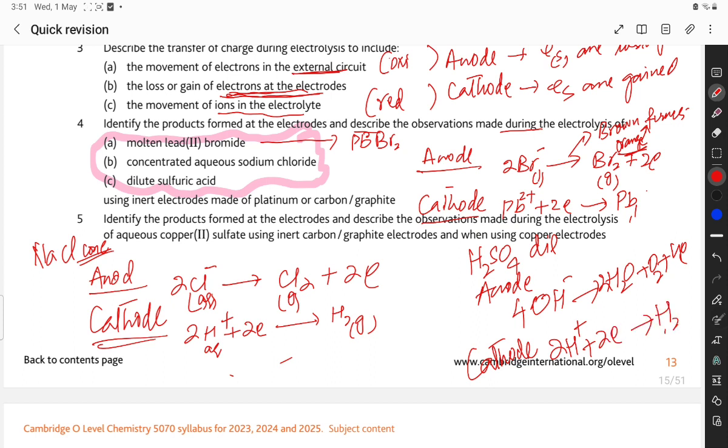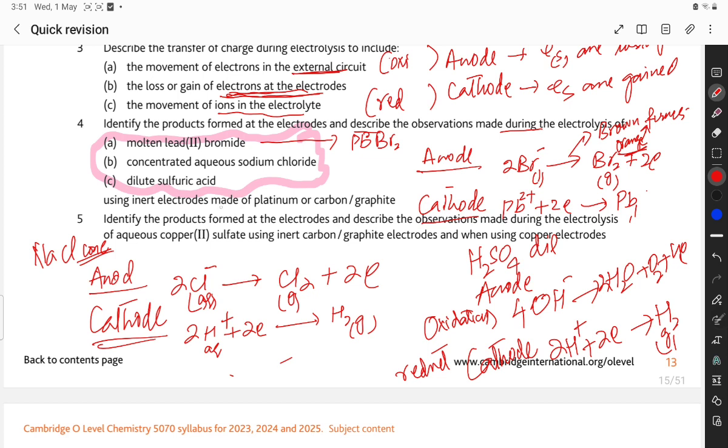And you know that in case of cathode, always write down the electrons on the reactant side, and in case of anode, write down the electron on the product side. This is oxidation and this is reduction. Hopefully you understand this topic.